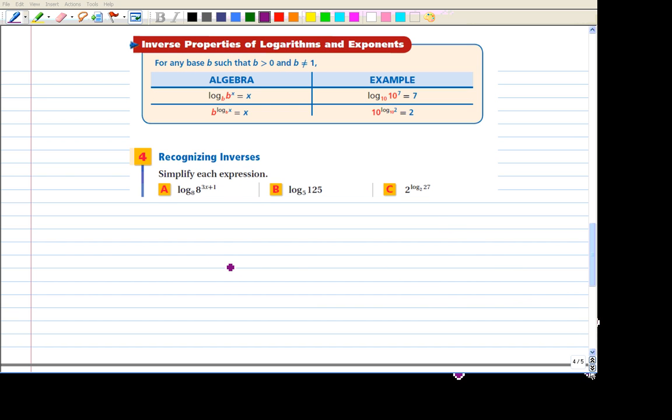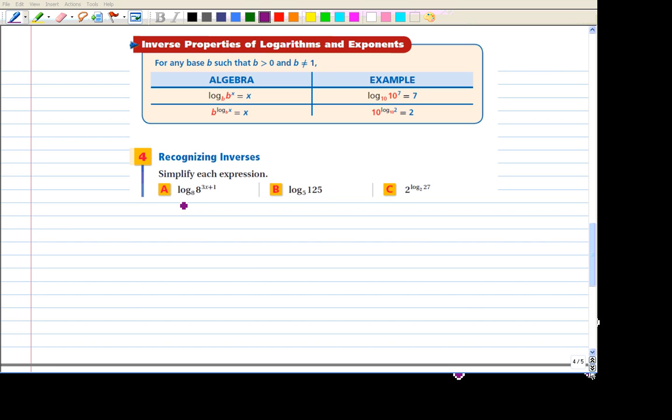All right, moving on. We have inverse properties of logarithms and exponents. I can't tell you how many times I have said, either in videos or in person, that logarithms and exponents are inverses of each other, therefore they would cancel each other out. Well, that's a good thing whenever we have problems like these three.